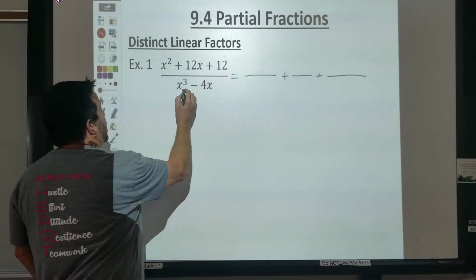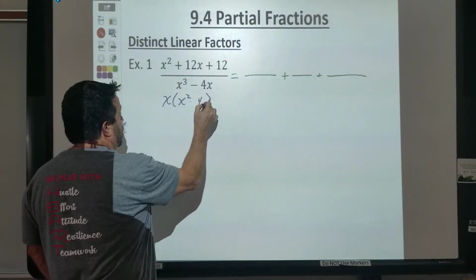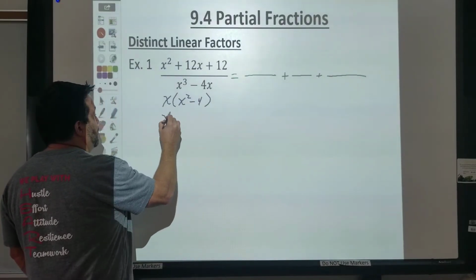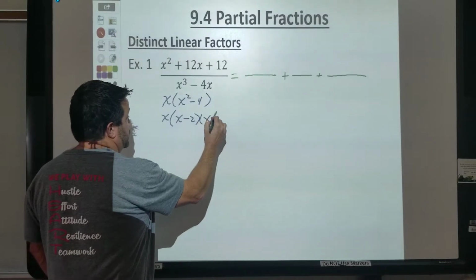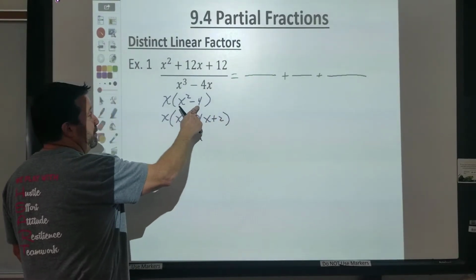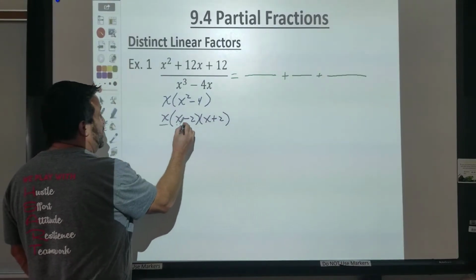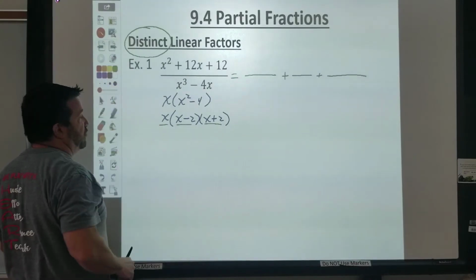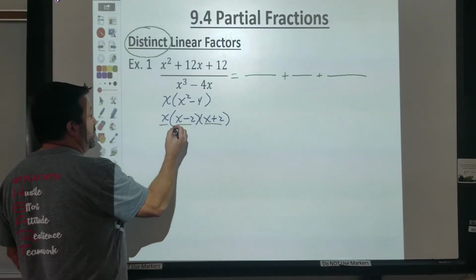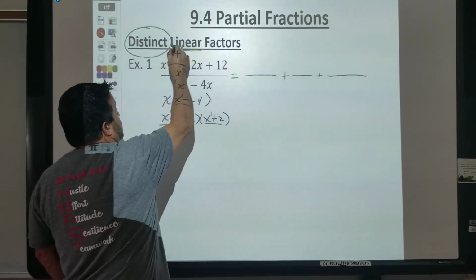So when I go to factor this denominator, you can first of all factor out an x and get x squared minus 4. And then that breaks down into x minus 2, x plus 2. See, that's the difference, is that this is quadratic, but it's still factorable. So I end up with 3 factors. They're all different. That's where the word distinct comes from. And they all are linear. This is x to the first, x to the first, x to the first. That's what it means by linear.